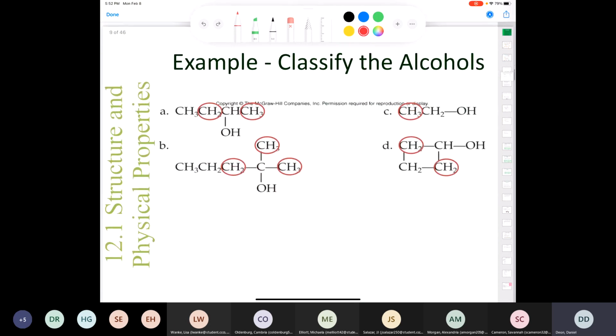Well, let's take a look at this question here. There's a little bit of a helper, but I'll let you think about it for a second while I'm writing down some letters. See if you can classify these 4 alcohols as primary, secondary, or tertiary.